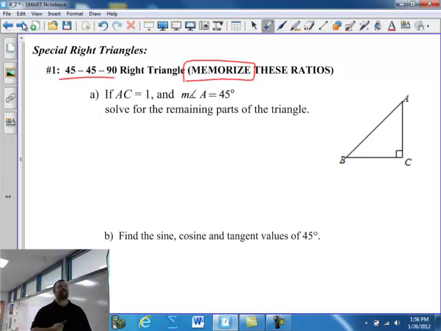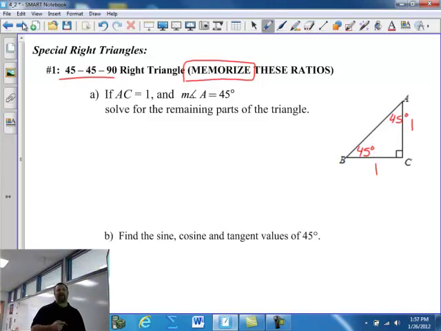45, 45, 90 is called that because we have a triangle that has AC over here is 1. That means our angle A is 45. So if A is 45, what's angle B? 45. That's right, because they have to all add up to 180. And if we have 2 angles that are both 45, then it's isosceles, and their opposite sides are the same, so this is also 1.